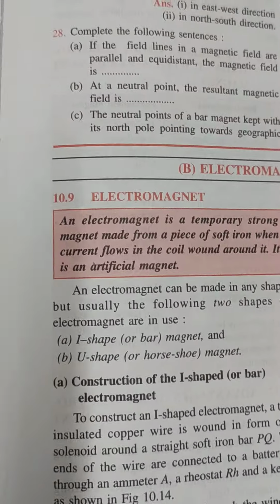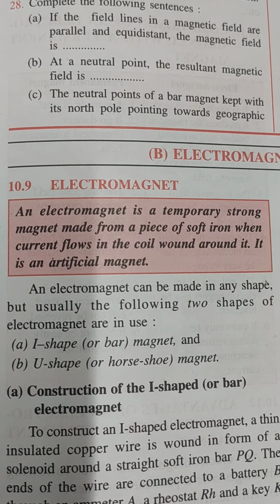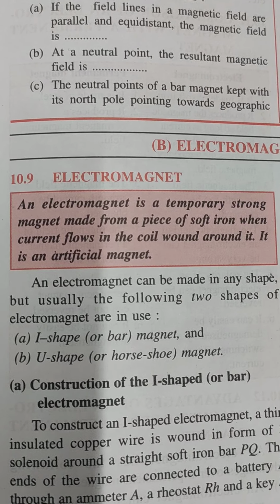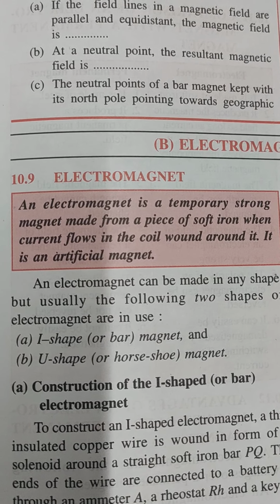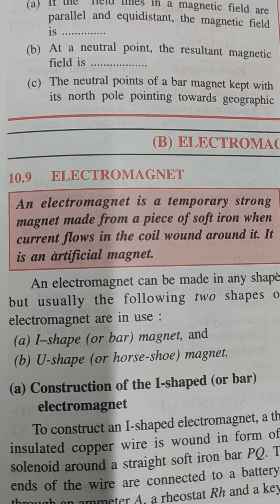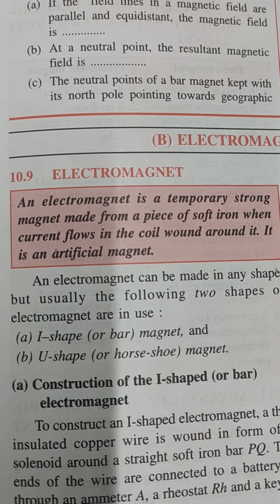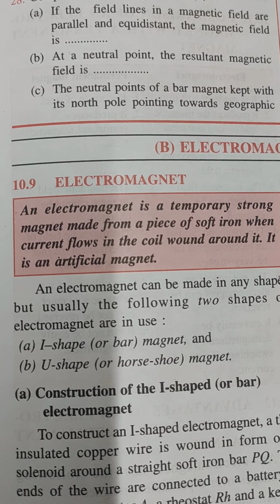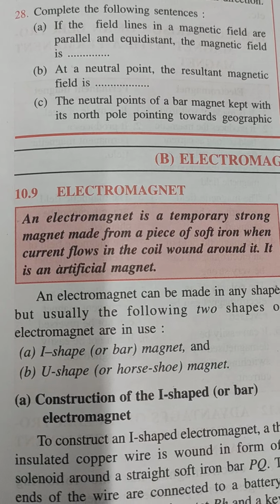So the definition of an electromagnet says, an electromagnet is a temporary strong magnet made from a piece of soft iron when current flows in the coil wound around it. It is an artificial magnet.